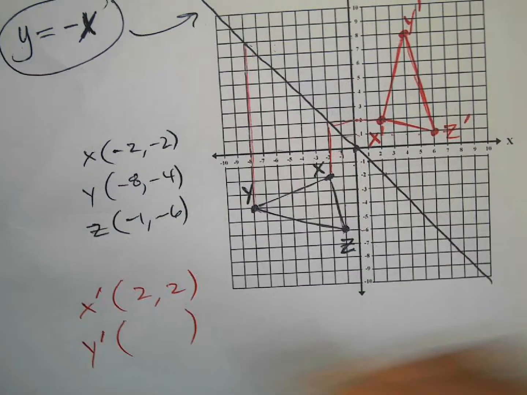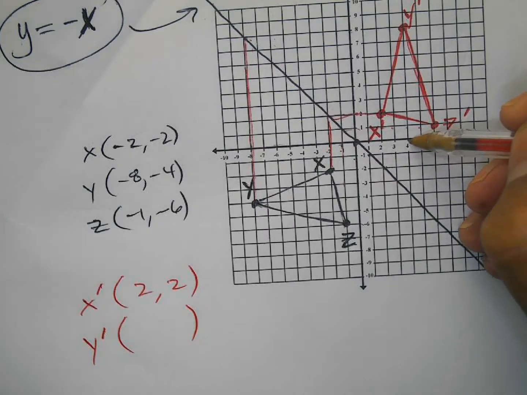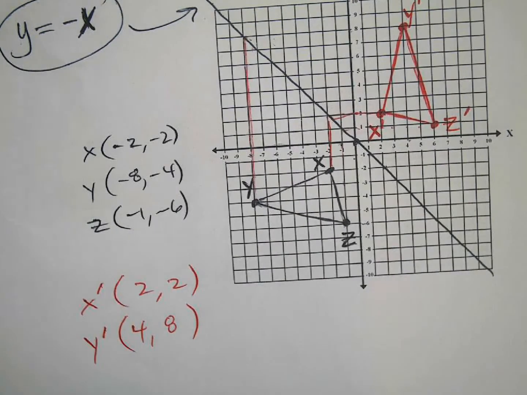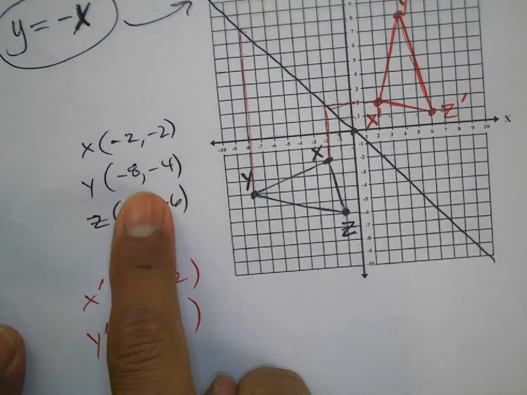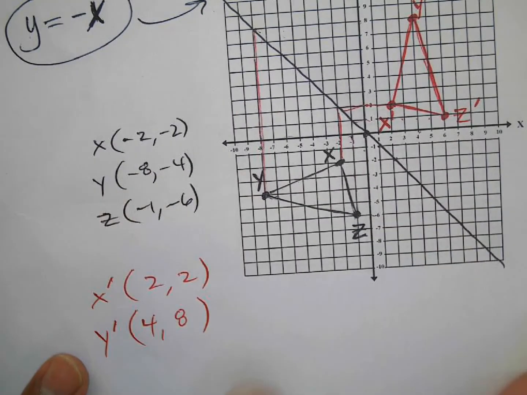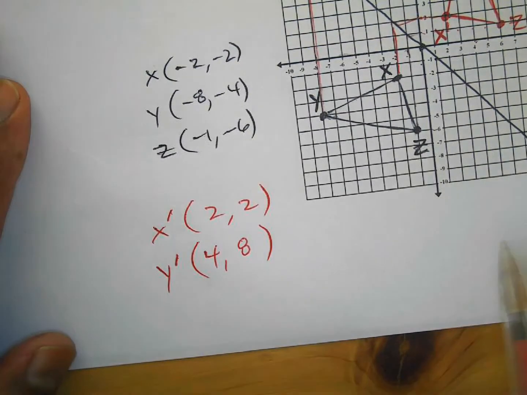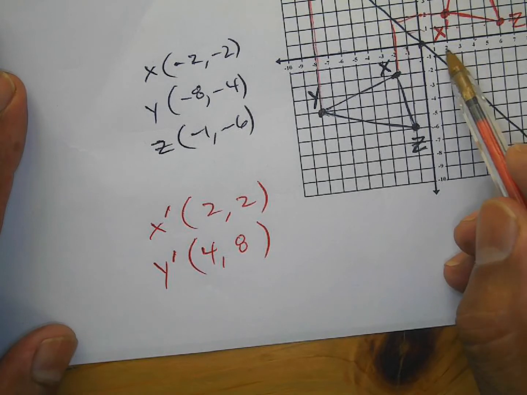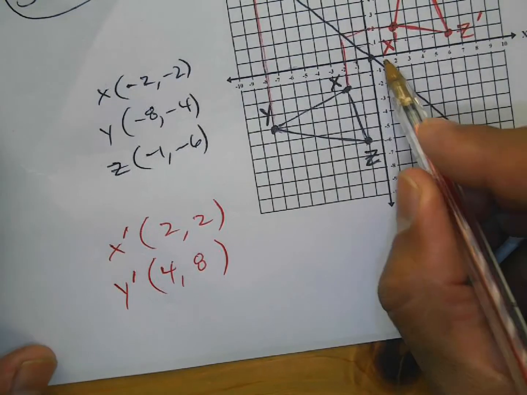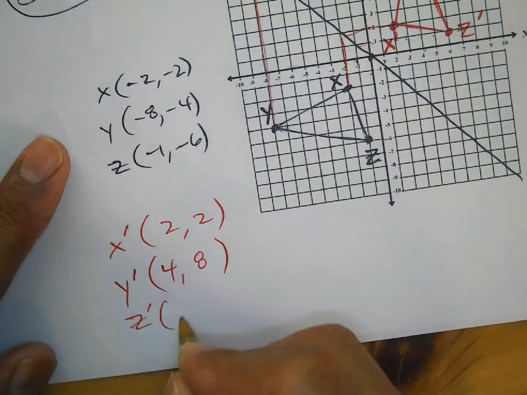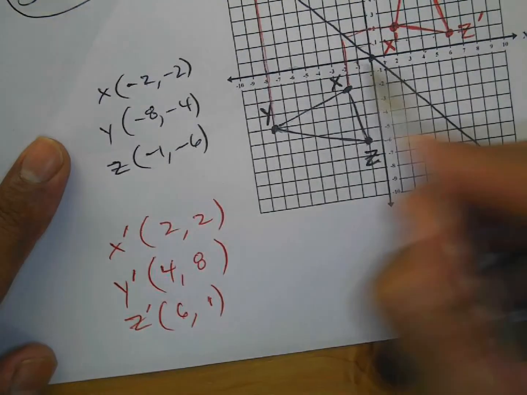Y prime is what? This will be positive 4, positive 8. Okay, so this is what's happening. They are switching and the signs switch, right? Because of the negative, it switches the sign. So you do switch the x and the y, just like we switched them here, but because of the negative, you also change the sign. Let's look at z. It was negative 1, negative 6, so here it's going to be 6, positive 1. See, we switched them and switched the sign because of the negative.